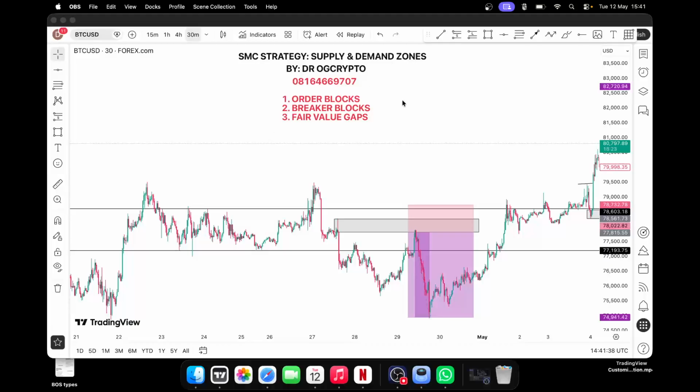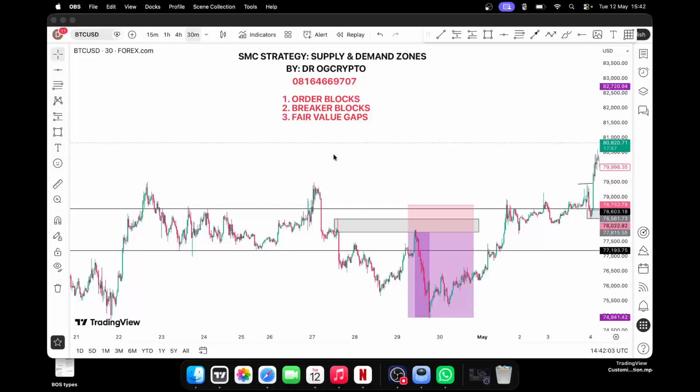We have order blocks, breaker blocks, and fair value gaps. These three supply and demand zones are divided into two, or we can say they have two types. For order blocks, we have bullish and bearish. For breaker blocks, we have bullish and bearish. For fair value gaps, we have bullish and bearish.